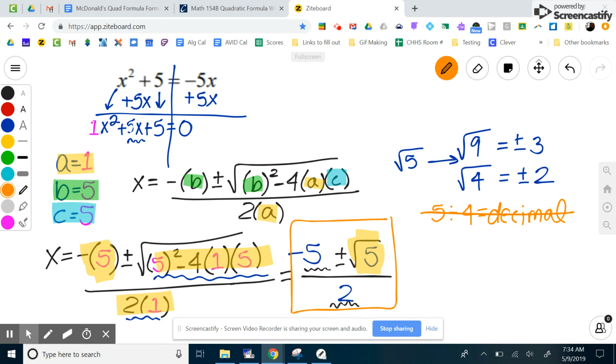I've got 2 answers. My first answer is negative 5 plus square root of 5 over 2. And my second answer is negative 5 minus square root of 5 over 2. So those are my 2 answers.